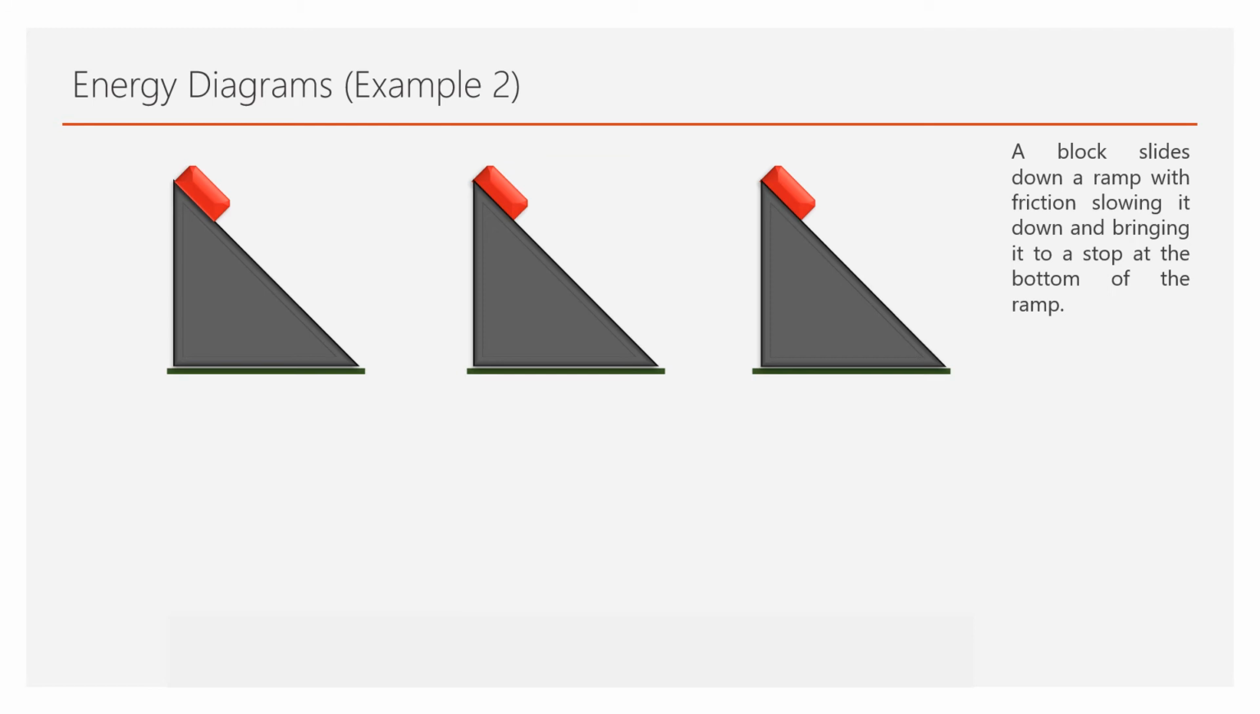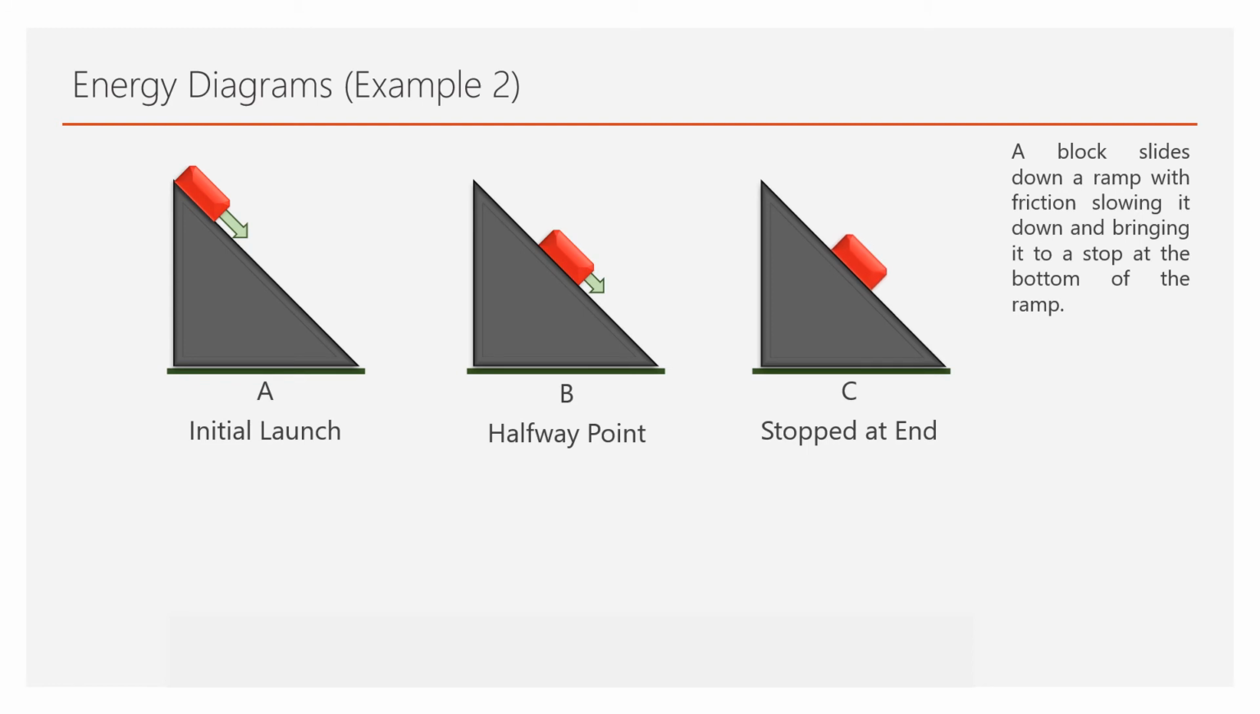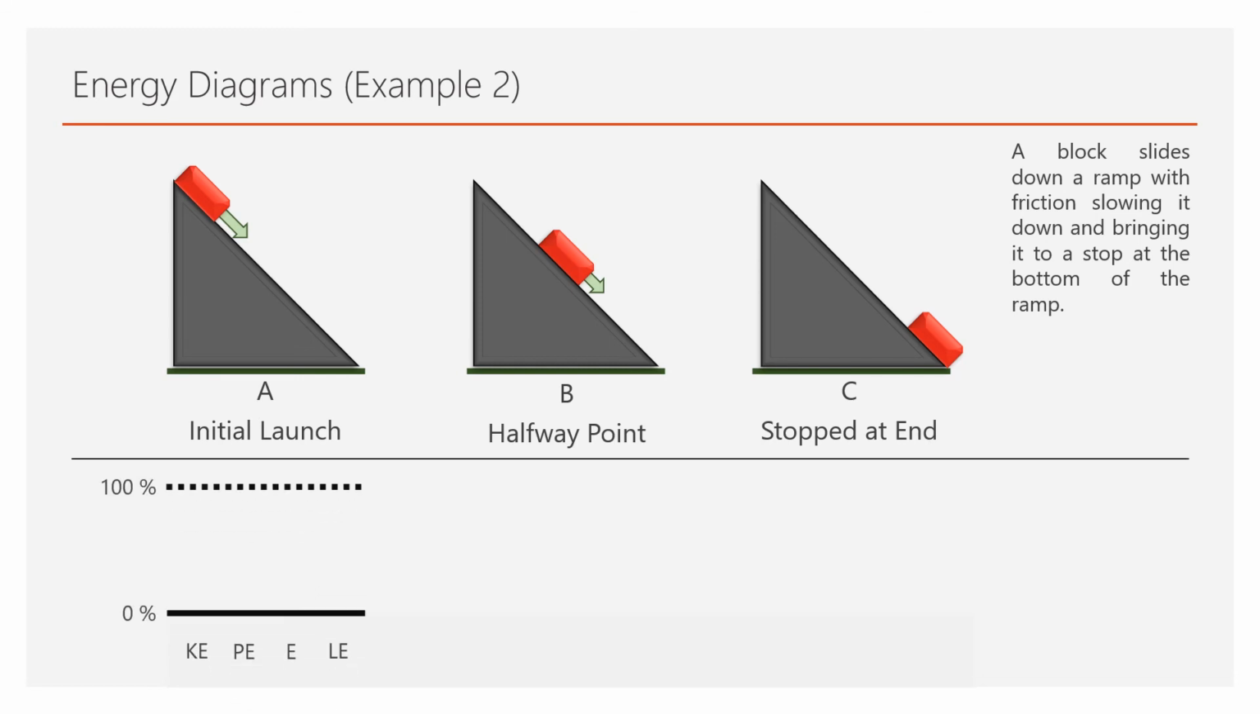Let's look at another example, drawing energy diagrams. In this example, a block slides down a ramp with friction, bringing it to a stop at the bottom. We'll look at 3 states. In the first state, the block is initially released. In the second state, the block is halfway down. And in the final state, look at when the block has reached the bottom of the ramp. Just like before, we want to find how much kinetic, potential, and total energy are there, but because there's friction, some of the energy is lost. So we'll create a 4th column for lost energy.